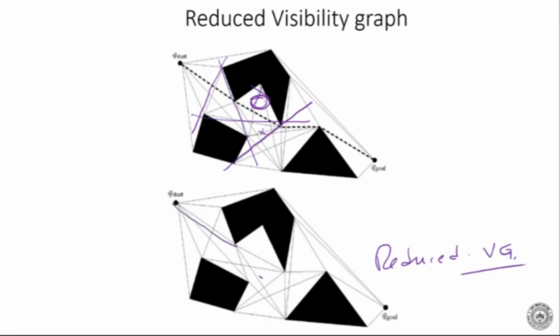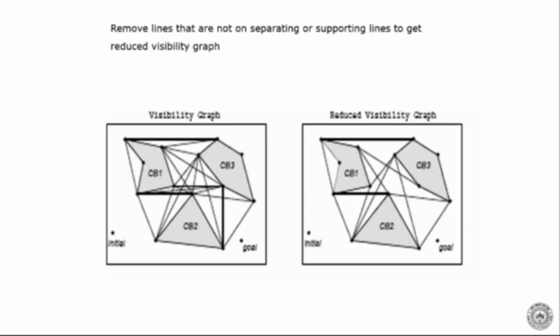you can simply take this route, this route, this route, that route. You need not go from here to here, go there, go here. These are not required. Okay, so we can have a visibility graph, and then we can have a reduced visibility graph by simply using separating lines and supporting lines. So remove lines that are not on supporting and separating edges to get the reduced visibility graph.